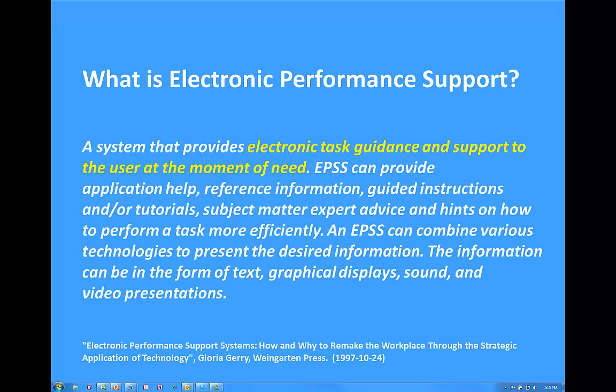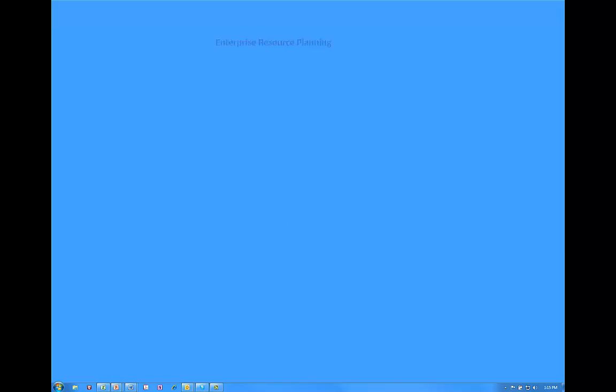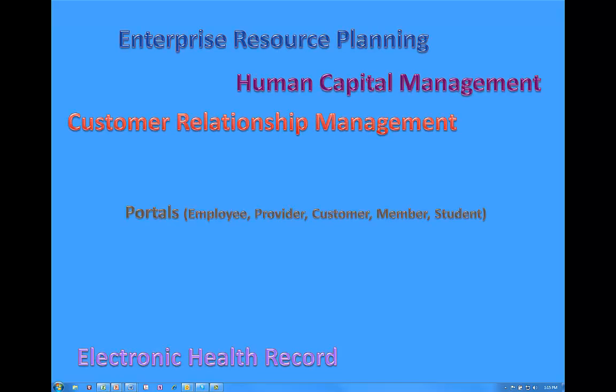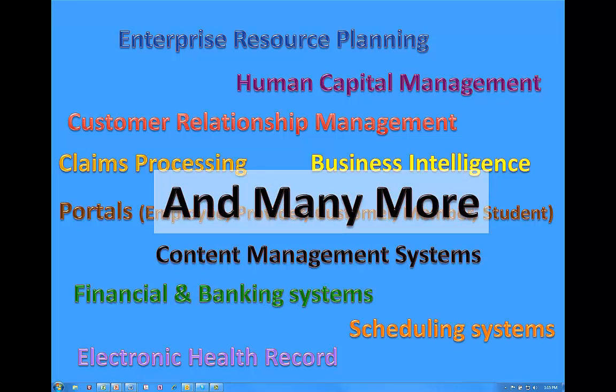Here's a well-accepted definition of electronic performance support. The biggest takeaway is electronic task guidance and support to the user at the moment of need. Here's some examples of the types of critical applications that often fail to achieve their potential due to lower effective user adoption than required.